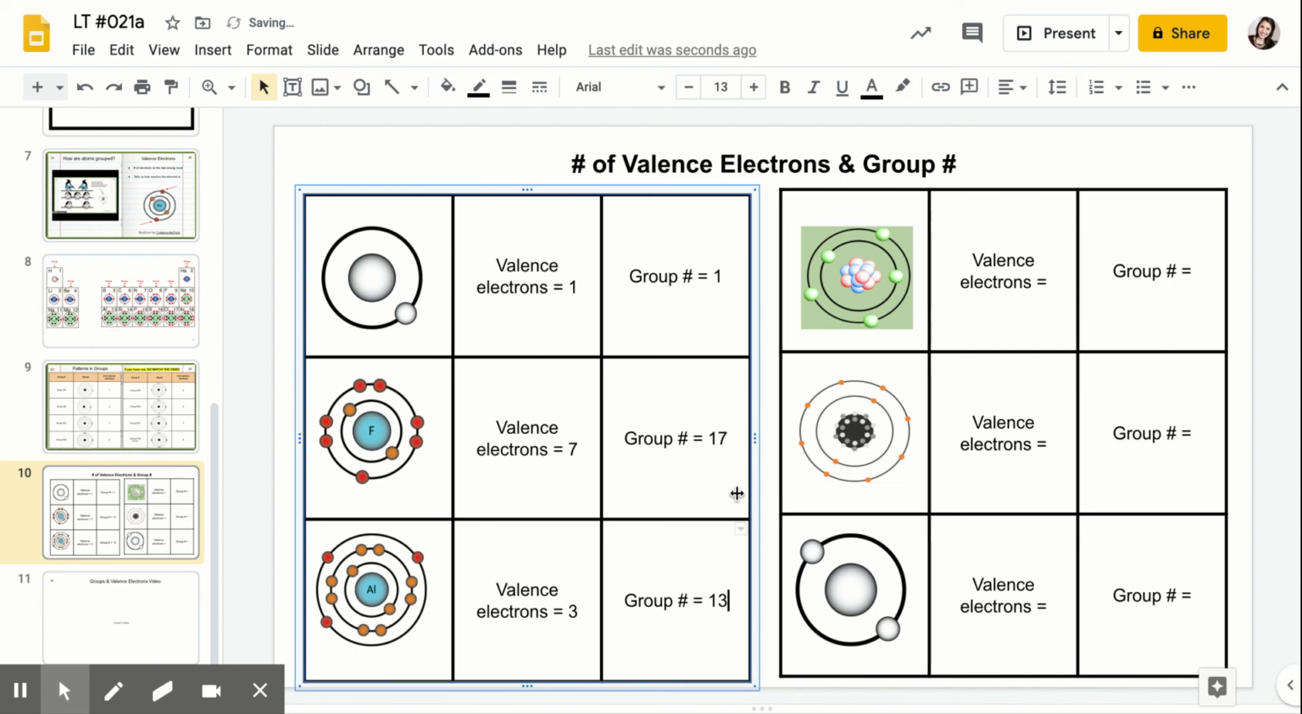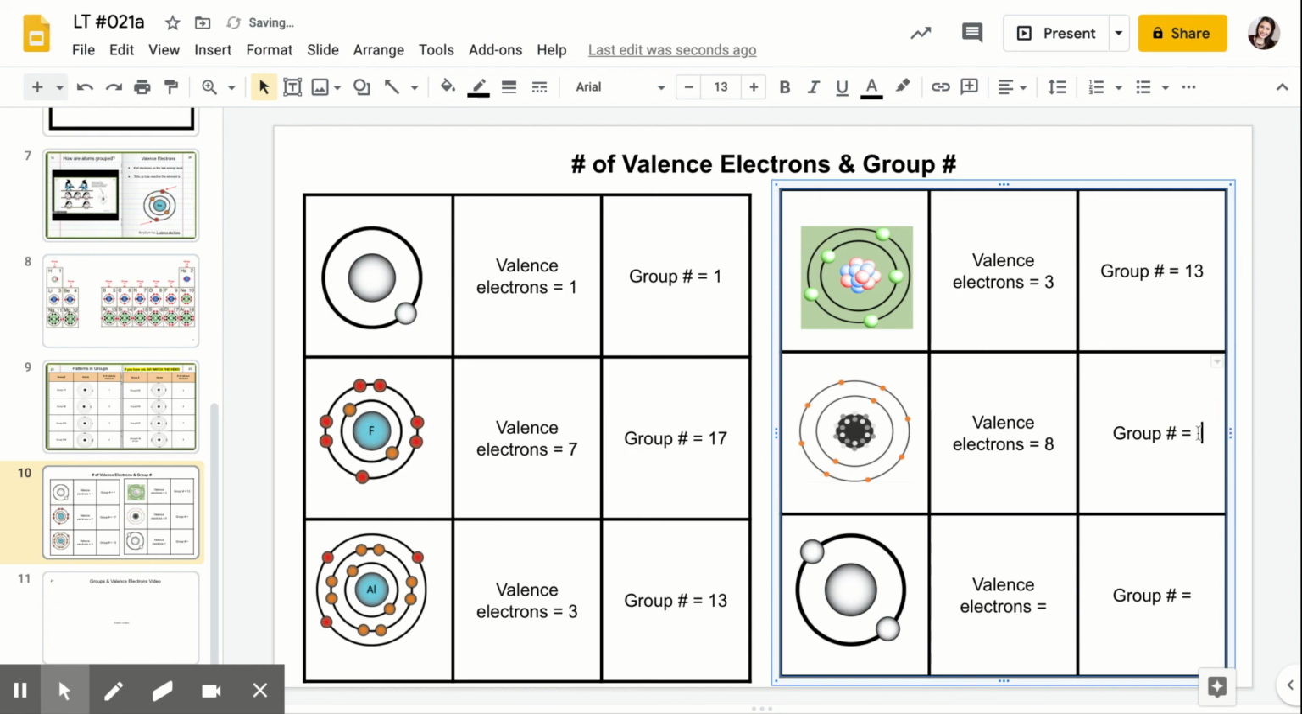Remember, 13. This one has 1, 2, 3. So again, group 13. Let's count. 1, 2, 3, 4, 5, 6, 7, 8. So it's in group 18. This one has 2, but it only has 1 shell. So that means this is helium. So it's also in group 18. It has that full shell. So make sure your notes look like my notes.